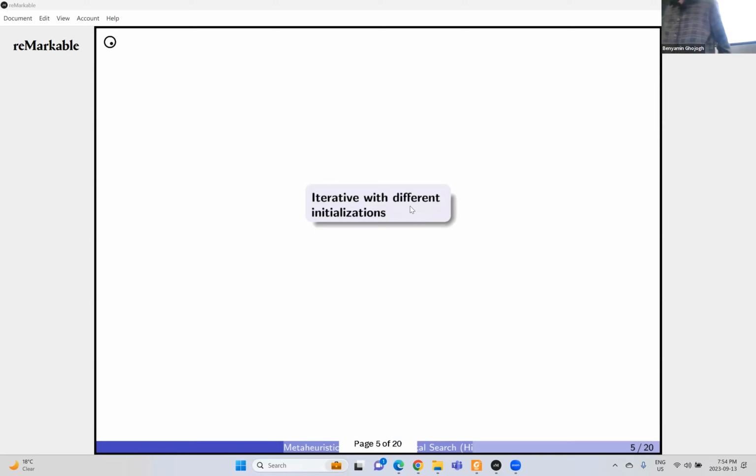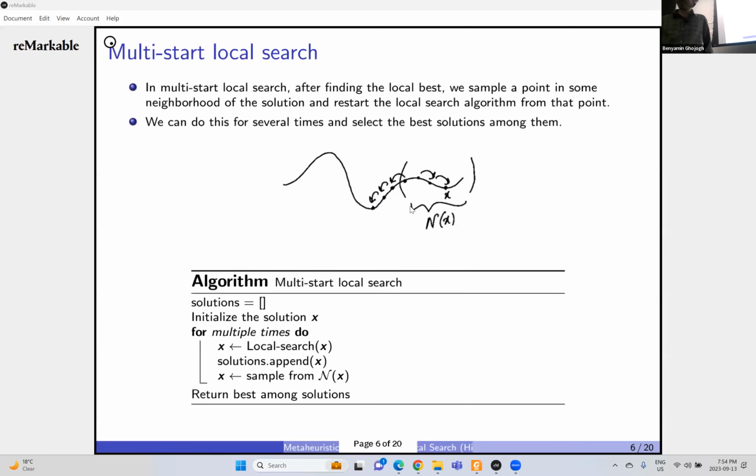First, iterative with different initializations. I think the first thing which comes to your mind is this: how can we improve local search? Let's have different initializations, right? But we can do it in two ways. The first way is multi-start local search. What does it do? After finding the local best by local search, we sample a point in some neighborhood of the solution that we found, and then we restart the local search algorithm from that point.